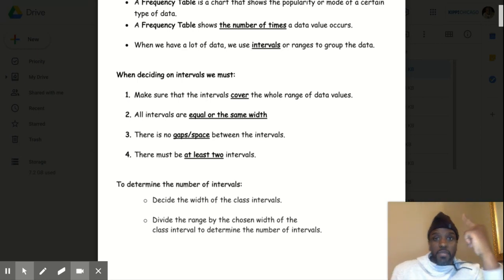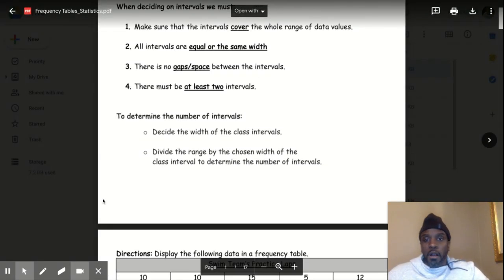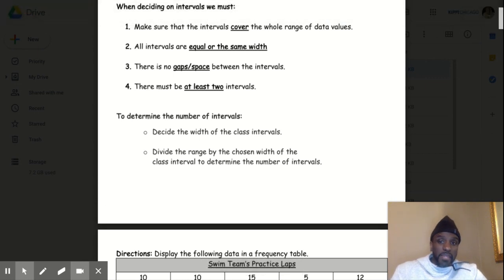The intervals are equal, or with the same width. There is no space or gap between intervals, and there must be at least 2 intervals, okay? Now, also, to determine the number of intervals, I'm going to give you a little formula to use, okay?